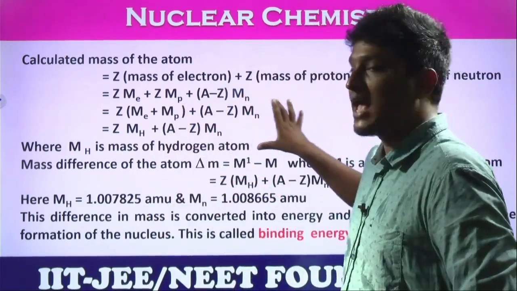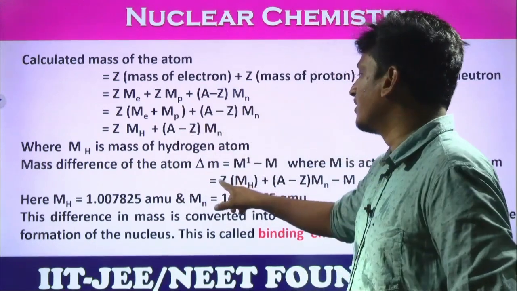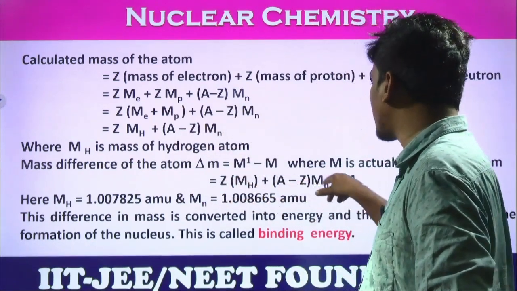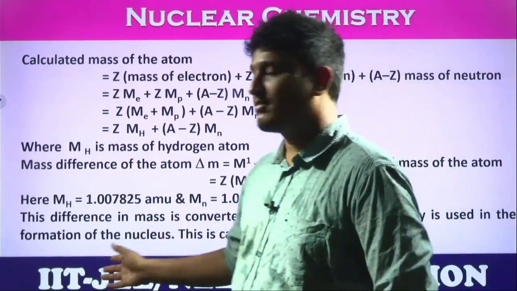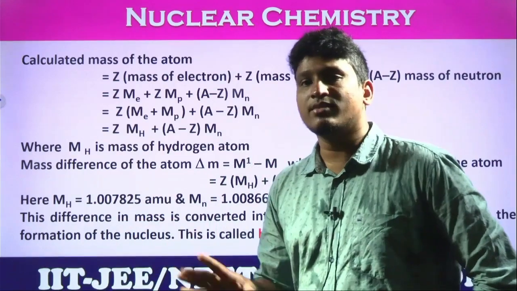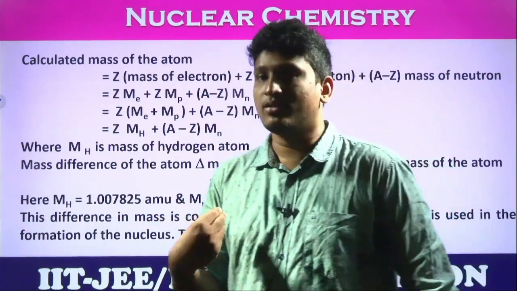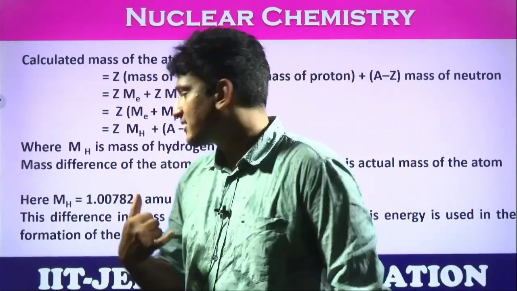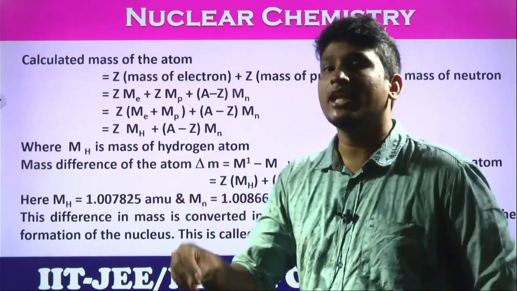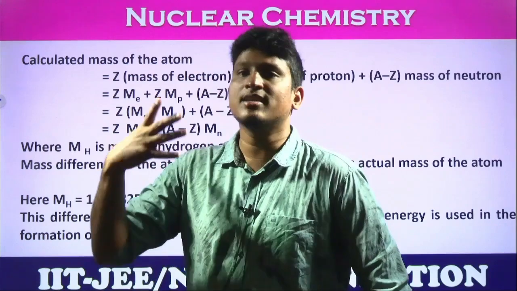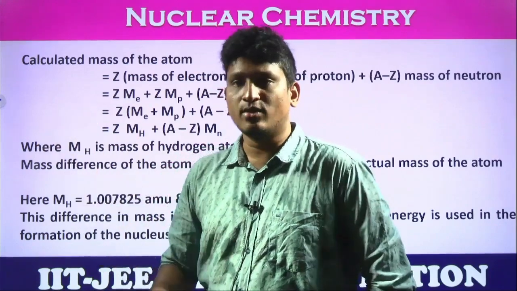Now let us have the complete relation. Z mH plus (A minus Z) mN minus, this is the real mass m. So look here, the values are also given, students. mH value, what is the mH value? Mass of hydrogen, right? Mass of proton plus mass of electron. How much? 1.007825 AMU, atomic mass unit. What is it? In the coming slides, in this video only, we'll discuss that.